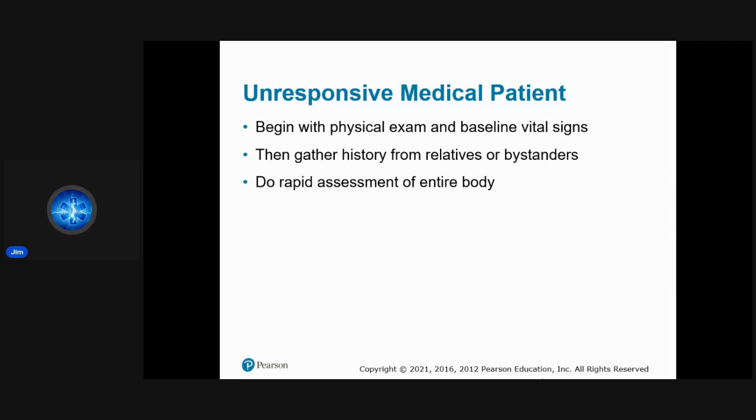Now, when we have an unresponsive medical patient, our exam, we begin with using the physical exam and baseline vitals. Then we worry about getting history from relatives or bystanders. And we're going to do a rapid assessment of the entire body. We call this the head to toe. And it's going to be a very quick, rapid assessment. We're going to start at the head and work our way down the body, or the patient's body.